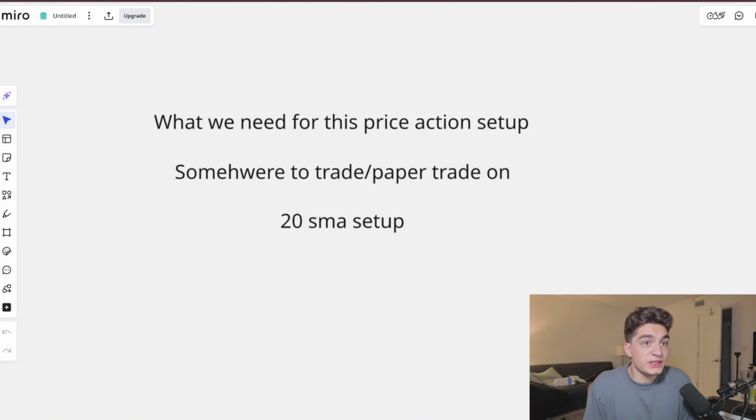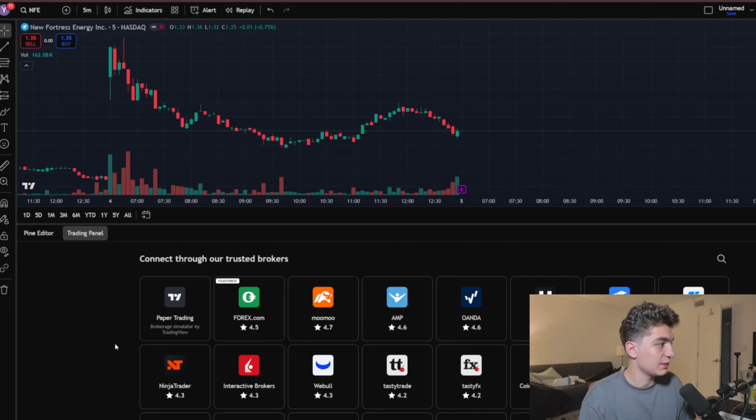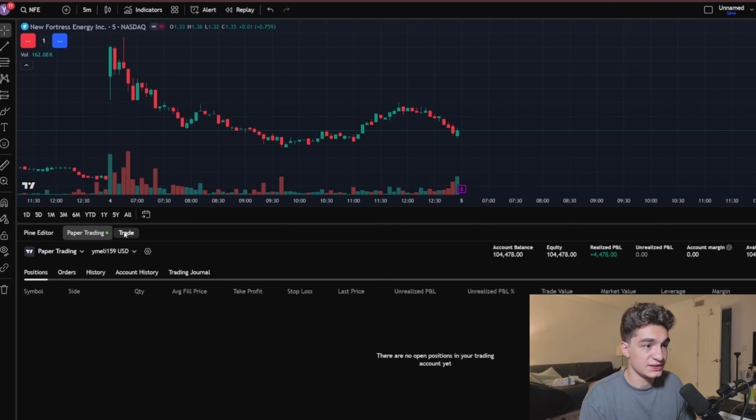Alrighty, so here's what we need for this price action setup to get started. We need somewhere to trade or paper trade on, and you need the 20 simple moving average set up. Let's get into how to do that. Alrighty, so here I am actually using TradingView for this. So just make a TradingView account, look up TradingView on Google, make a free account, it's completely free. To enable paper trading, you want to go down here to the trading panel and click on paper trading and set that up. And just like that, you have paper trading on your TradingView.